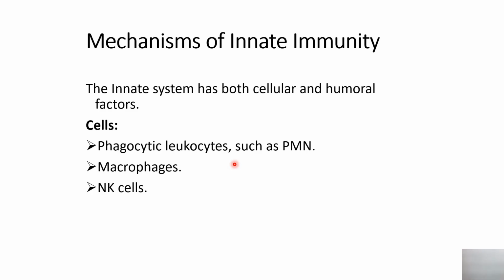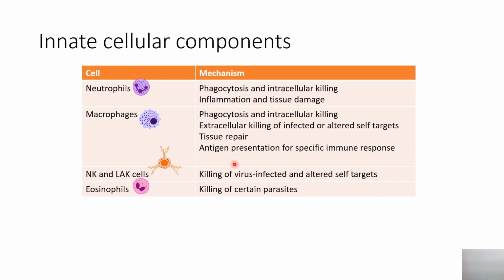So we have talked about that it has both cellular and humoral responses. Phagocytic leukocytes such as PMNs, polymorphonuclear leukocytes, and then macrophages, NK cells, etc. Now, the mechanism of neutrophils is basically phagocytosis, engulfing foreign pathogens, and intracellular killing, inflammation, and tissue damage. For macrophages, it's phagocytosis and intracellular killing, extracellular killing of infected or altered cell targets, tissue repair, and then antigen presentation for specific immune response. For natural killer cells, it's killing of virus infected and altered cell targets, and for eosinophils, it's killing of certain parasites.